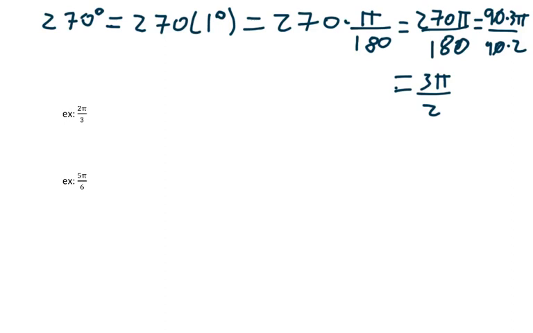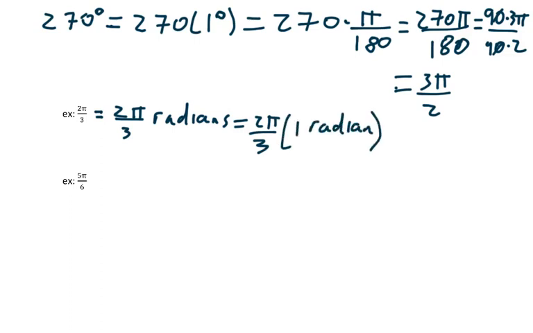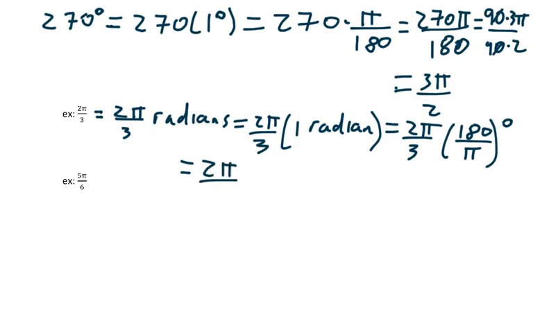Okay, so we did those examples. Now let's do these. So we have 2 pi over 3. Again, this is really the same thing as 2 pi over 3 radians. Okay? And this is, of course, 2 pi over 3 times 1 radian. And from the previous slide, we saw that this is the same as 2 pi over 3 times 180 over pi degrees. And just like above, we want to simplify this a bit. And of course, we have cancellation.